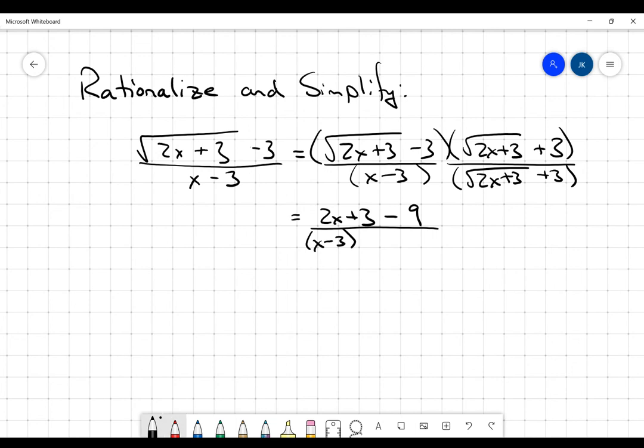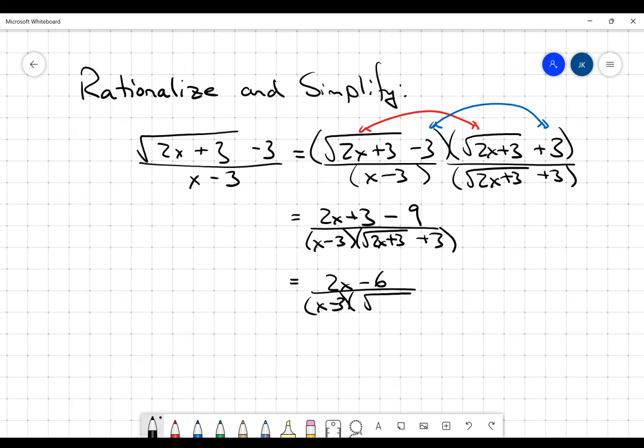Remember that when I multiply these together, the middle terms are going to cancel because it's a conjugate, and then I multiply these two together, and negative 3 multiplied by 3 is going to be negative 9. And that's why that negative 9 is there. In the denominator, I'm going to leave things basically the way they are for a moment here. Now I've got 2x plus 3 minus 9, which is going to be 2x minus 6.